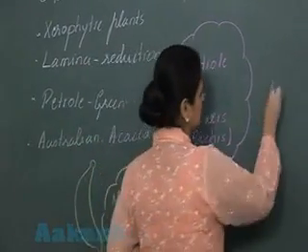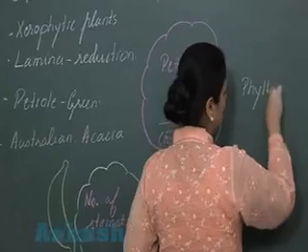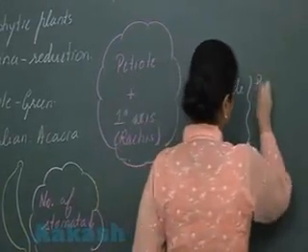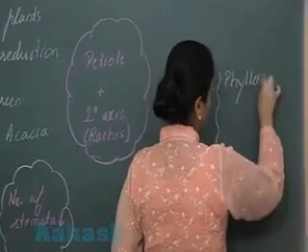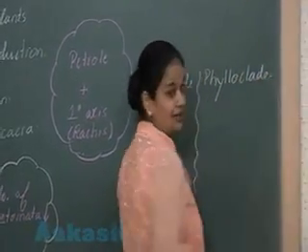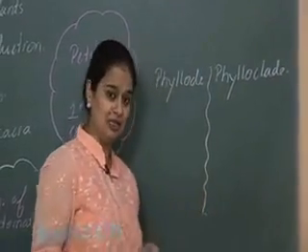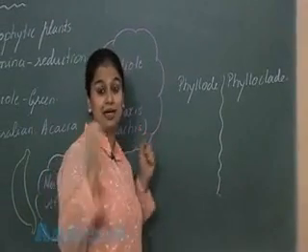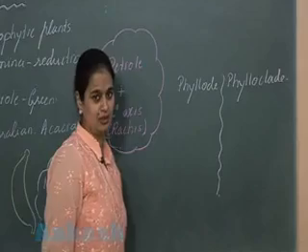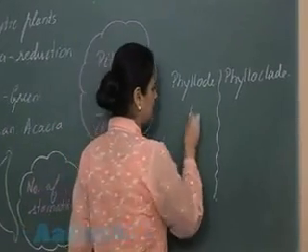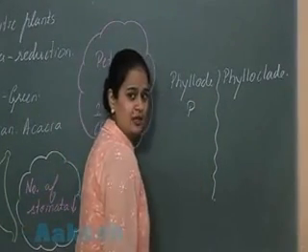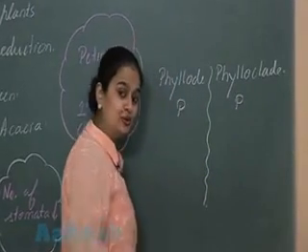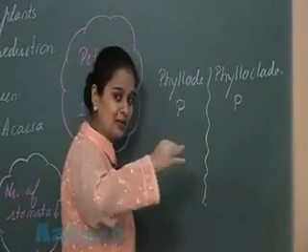Now in this class, I have discussed phyllode, and in the previous class, I have discussed one structure, that is the phylloclade. So you have to tell me whether these two structures are homologous or analogous. Now the phyllode is involved in photosynthesis. Phylloclade is also involved in photosynthesis. So the function of both is the same.